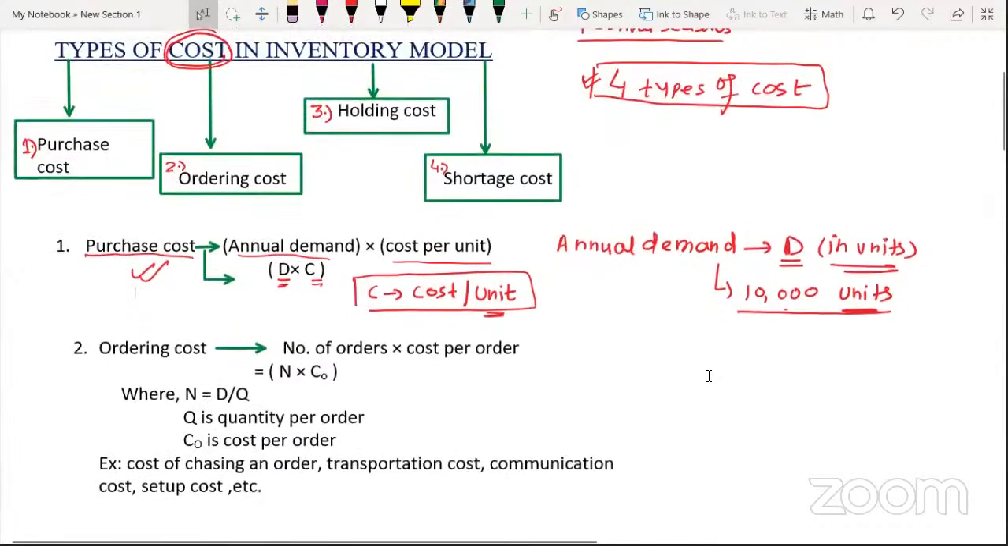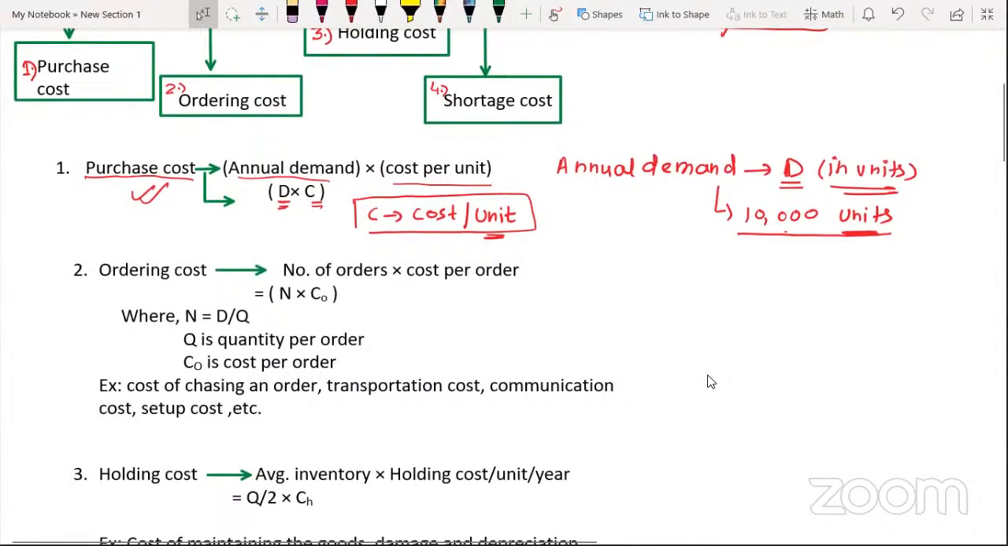The next cost is our ordering cost, the second one. Ordering cost is defined as number of orders into cost per order. Number of orders is denoted by capital N, and cost per order is denoted by C naught. Capital N, the number of orders, is written as N equals D by Q.